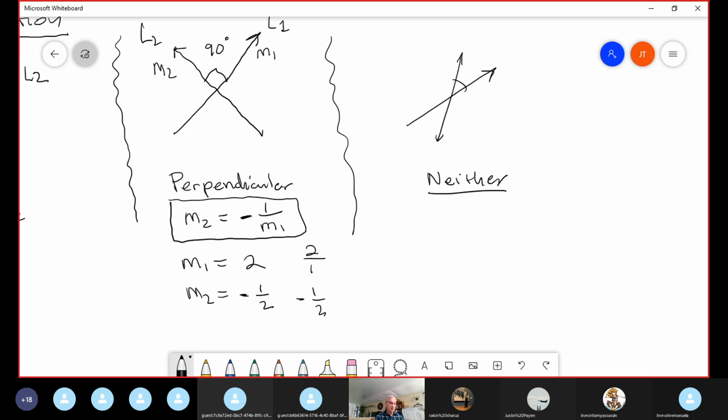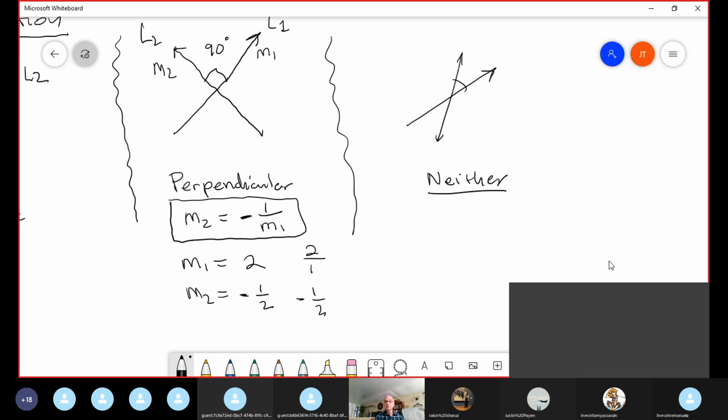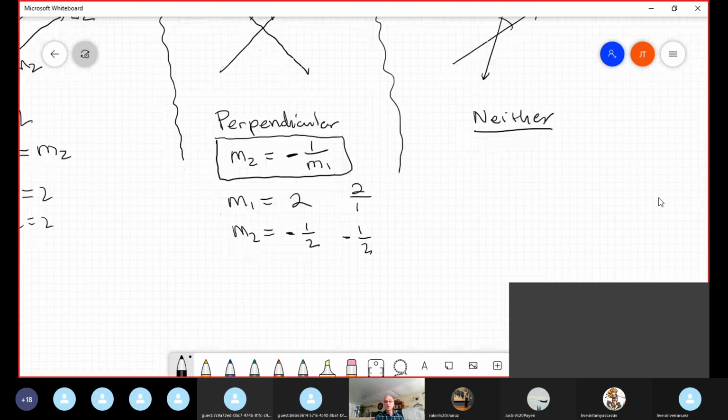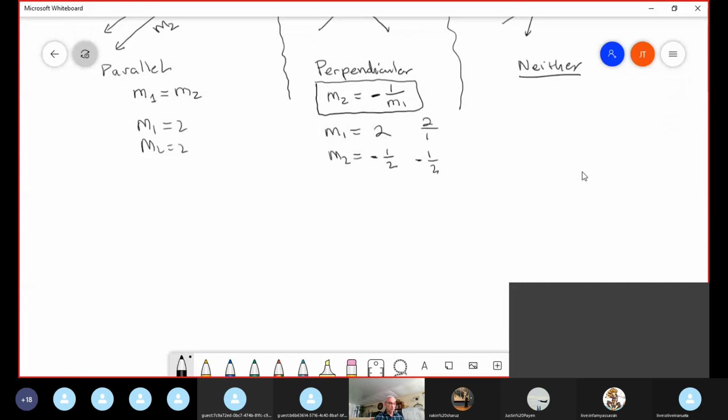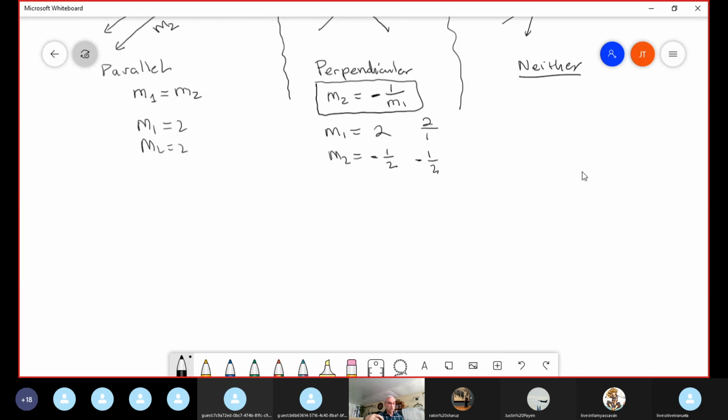So now, the typical problem is to determine, given two lines, if the lines are parallel, perpendicular, or neither. Okay, suppose this example, we have two lines.